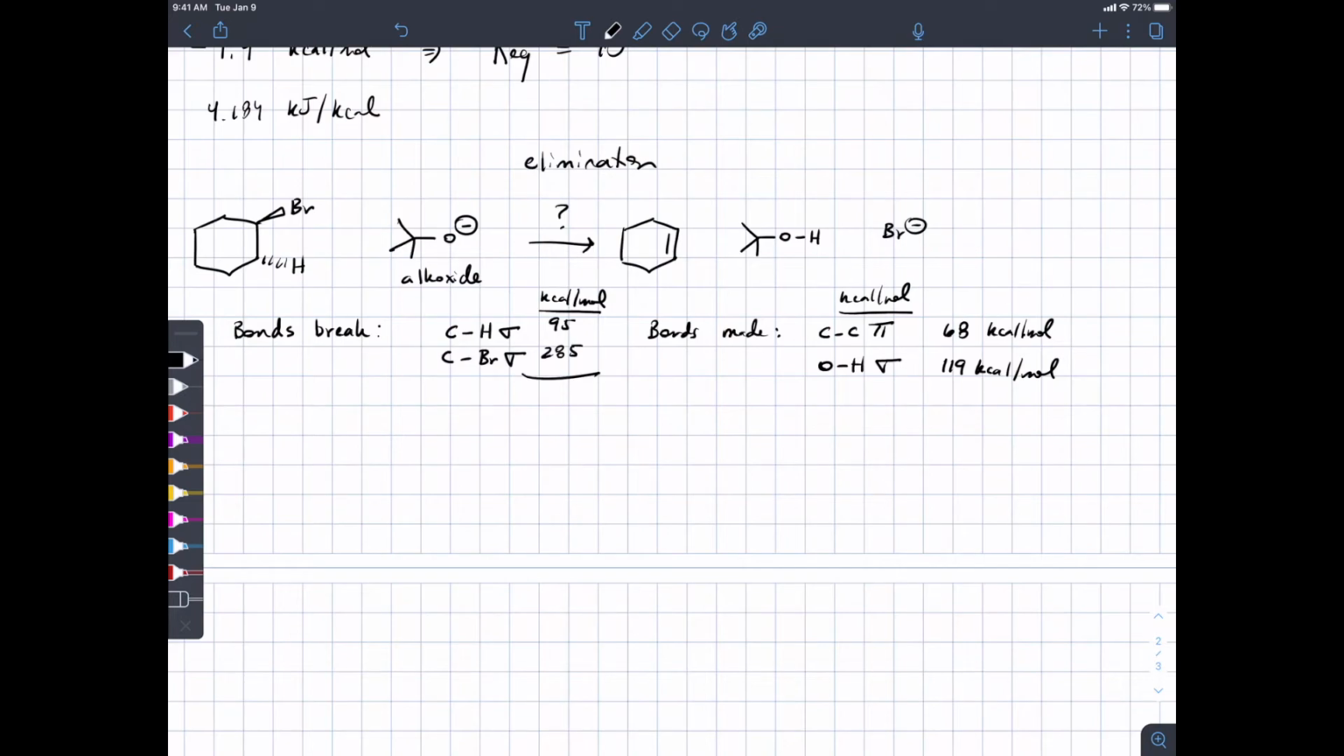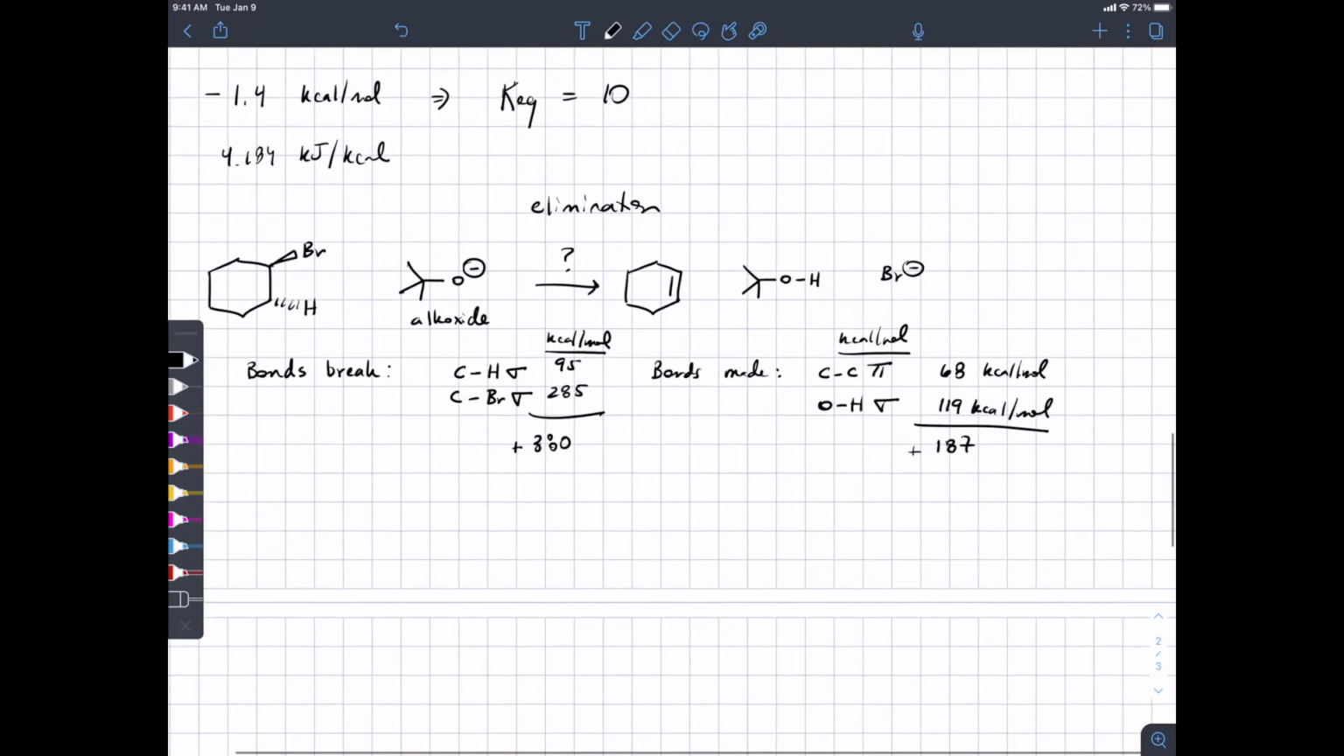So we would add these up, but I'm not good at arithmetic on the fly. So there we go. 380 kilocalories for the bonds that we break. And then 187 for the bonds that we form. Did we get all the bonds that we formed? I think so. Okay. So overall, if you were to calculate the change in enthalpy for this reaction, bonds broken are stronger than bonds formed. And so you might be tempted to conclude that this was unfavorable.